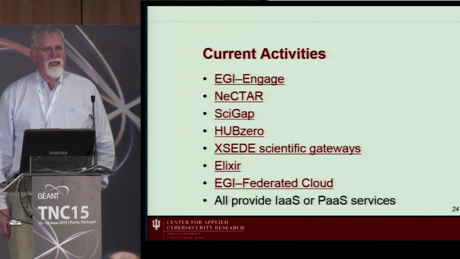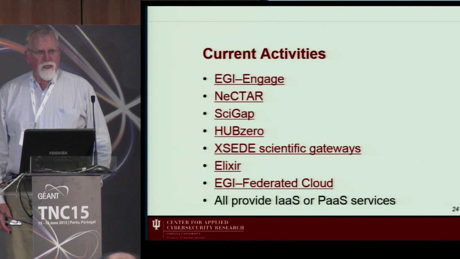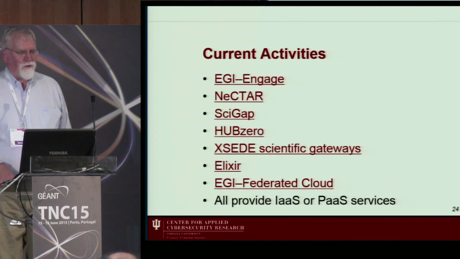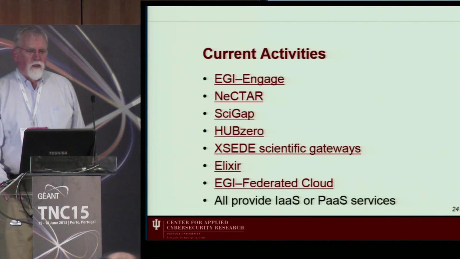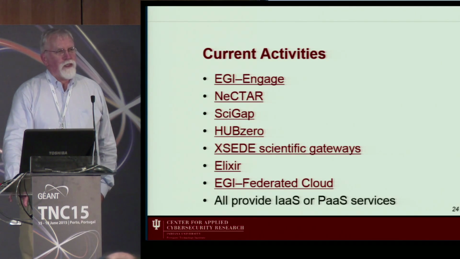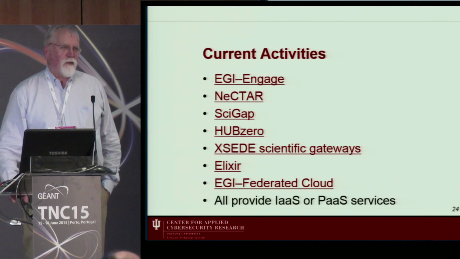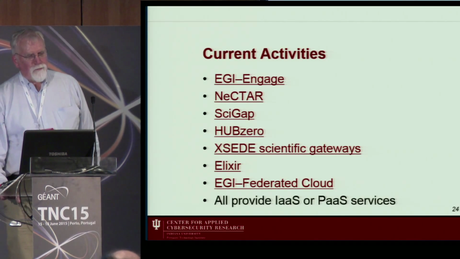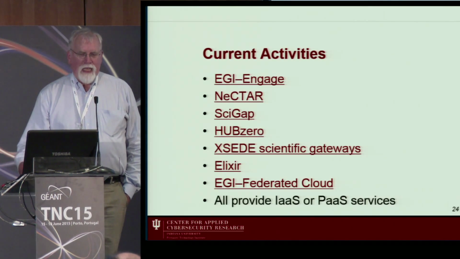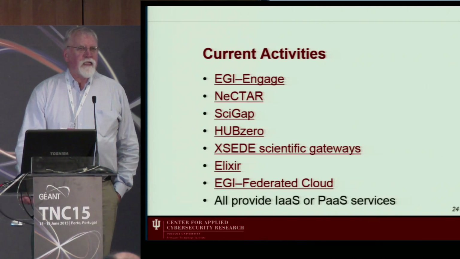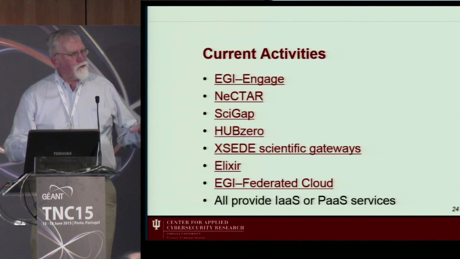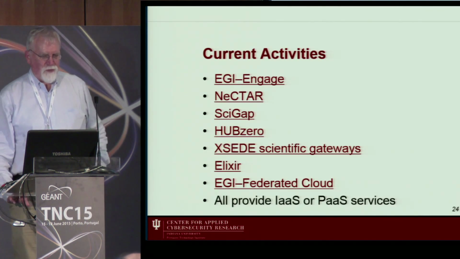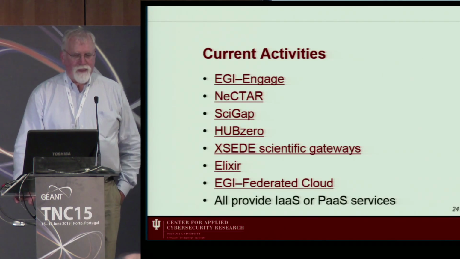So now we have a bunch of activities that are providing a number of these services at different levels. We have EGI Engage. Nectar is an effort in Australia to provide a bunch of specific frameworks for various disciplines. SciGap, HubZero, and XSEDE Scientific Gateways in the US all provide these different sorts of platform as a service or infrastructure as a service type things. And also the EGI Federated Cloud.